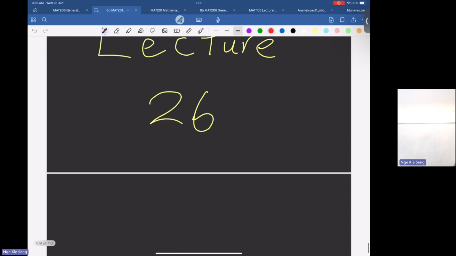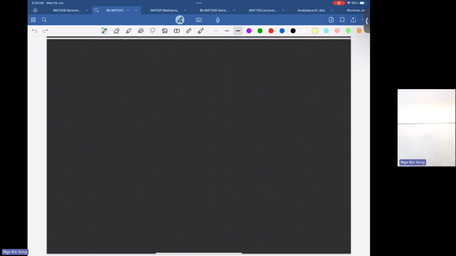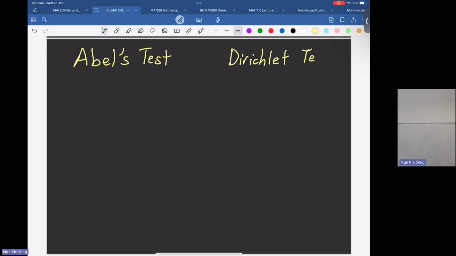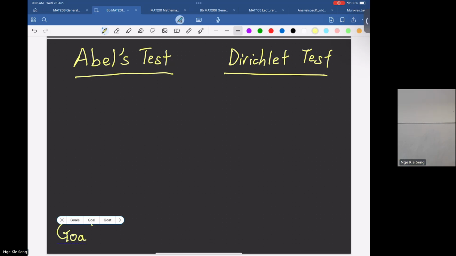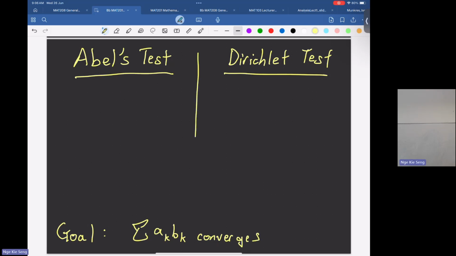Okay, good morning to everyone. So yesterday we stopped at Abel test and Dirichlet test. So both tests have a similarity that we want to prove that the infinite series of product of terms converges. But we have different conditions on A_n and B_n, right? Okay, so anyone remember what's the condition on A_n and B_n here?